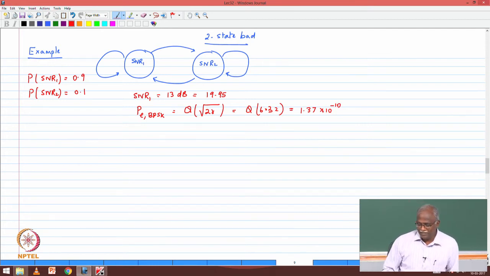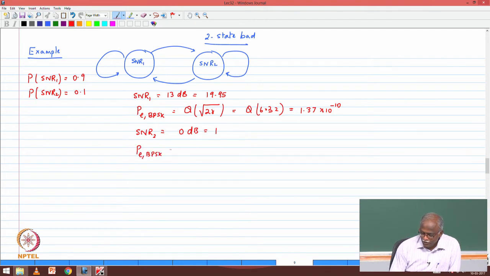And you're very, very happy that one of your states, which is there 0.9 of the time, right? I mean, it's a highly probable state. And of course, interested to look at the other state, SNR2, which unfortunately is not such a good one. It is 0 dB. 0 dB means the SNR is equal to, on the linear scale, 1. So, the probability of error is not so good. This will be Q of root 2, which comes out to be 0.078. Doesn't look too bad, but anyway, compared to 10 power minus 10, this is not so good.